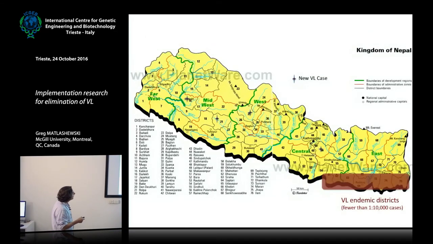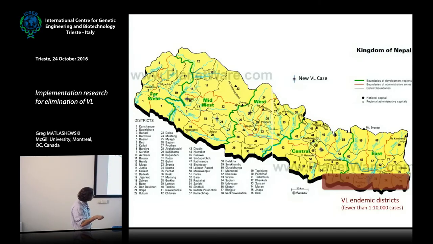I'd just like to point out in Nepal, this was the area where all of the cases were, which borders India and Bihar, and this has now reached the elimination target of 1 in 10,000. But something very interesting has occurred. As this area has reached the elimination target, even less than 1 in 10,000, sporadic cases have started to pop up in other parts of Nepal, in this area and here, where there were never cases before. And it's really hard to explain that. It's almost as though if you shut the disease down in one area, it's trying to survive and pop up in other areas.